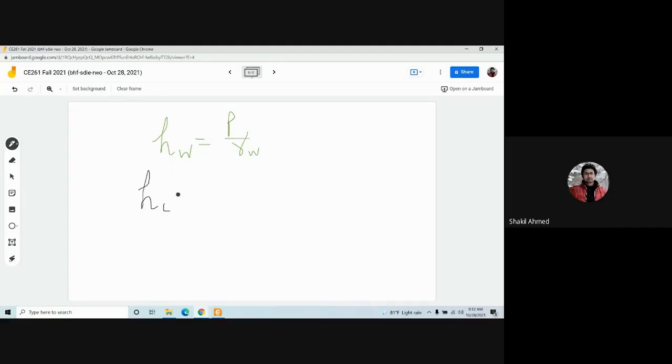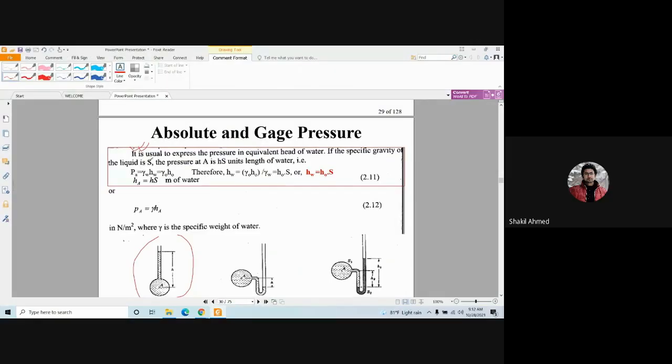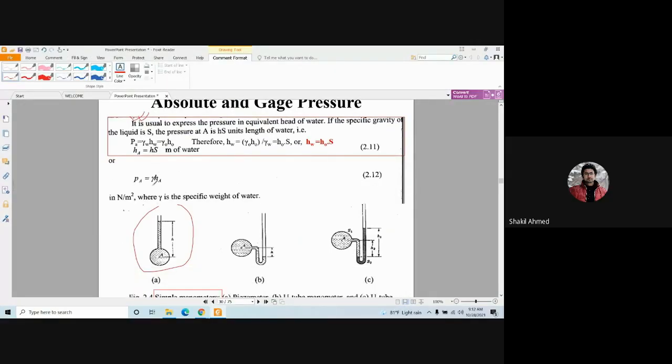Okay. Now, if you have represented the pressure in terms of height of any liquid, then what is the relationship between this and this? Let's see at this point A. At this point A, this is a liquid, let's say. At this point A, what is the pressure? PA equals gamma W HW. And this is water, by the way. So at point A, the pressure is gamma W HW, which can also be written as gamma O HO, right?